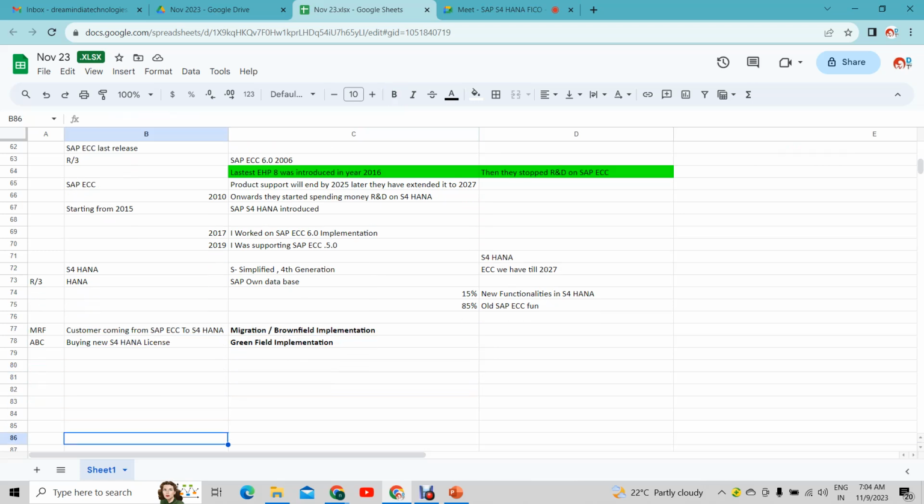So again in your resume, make sure you have the right terminology and they'll ask this terminology only. Okay, brownfield, greenfield. So comparatively greenfield, this is complicated. Why is it complicated? We will discuss later. This is straightforward.